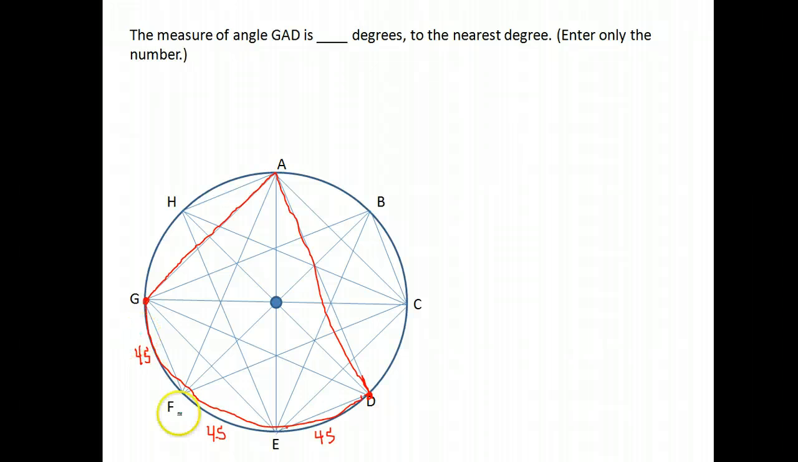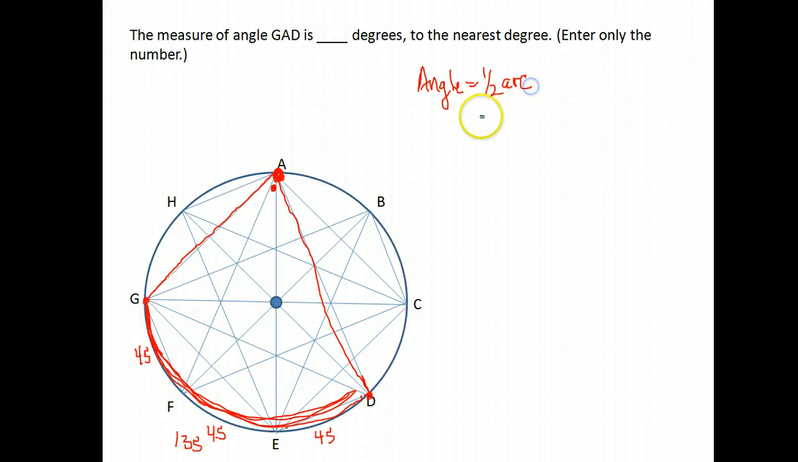Well, you just put them together. 3 times 45 is 135. Okay, so here's my arc. It's a 135-degree arc altogether. I want to know the measure of the angle. Again, we have an angle with a vertex on the circle, an inscribed angle, so we know the angle should equal 1/2 of the arc that it's creating. Its arc was 135 degrees, so we just want half of that. When I do that, I get 67.5. Again, it wants it to the nearest degree, so 67.5 would round up to 68.